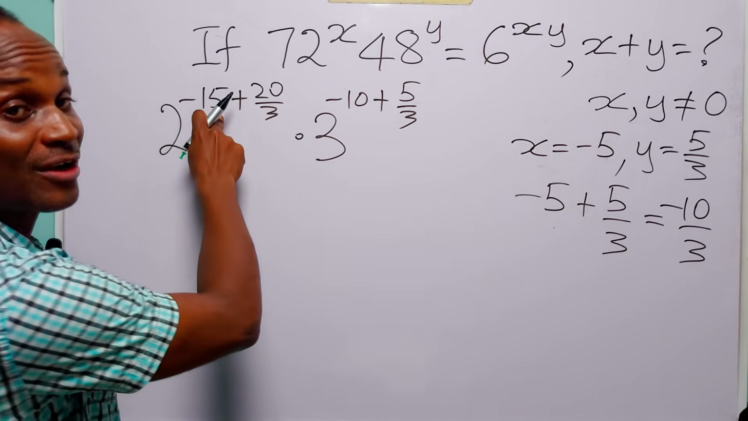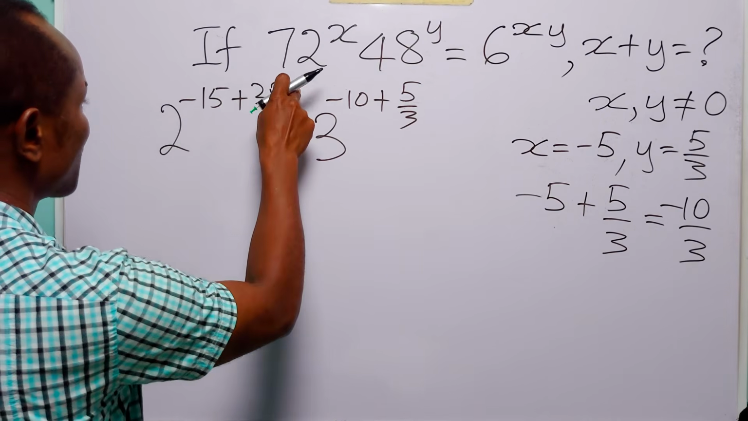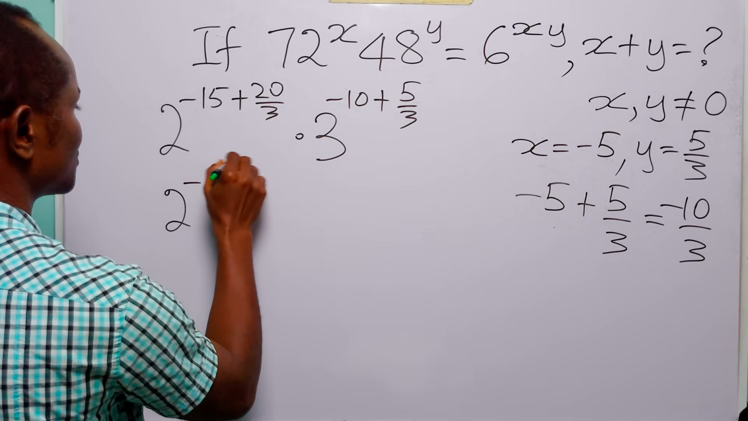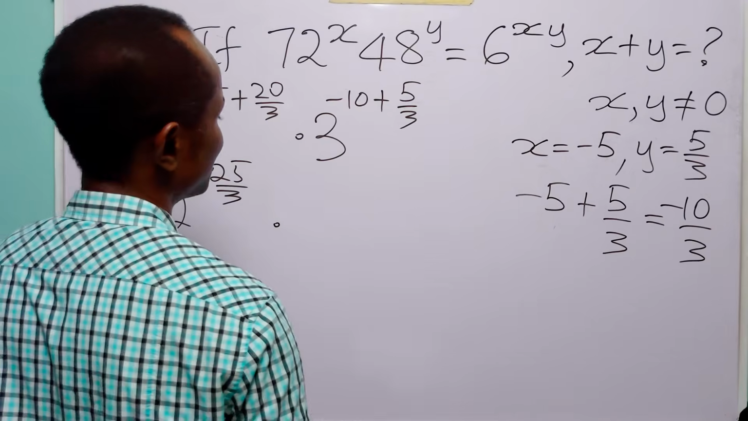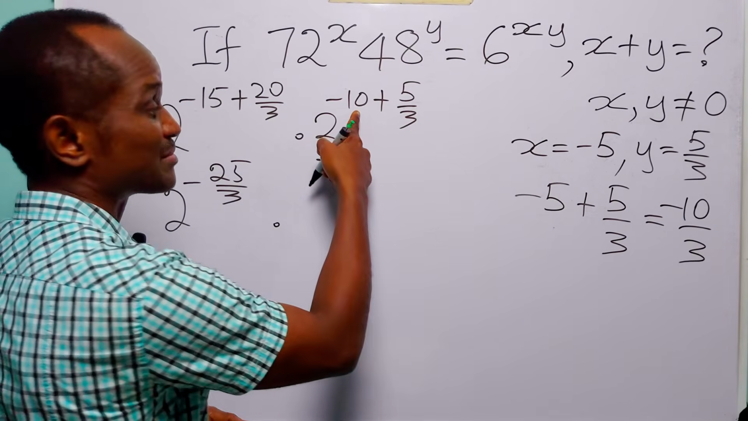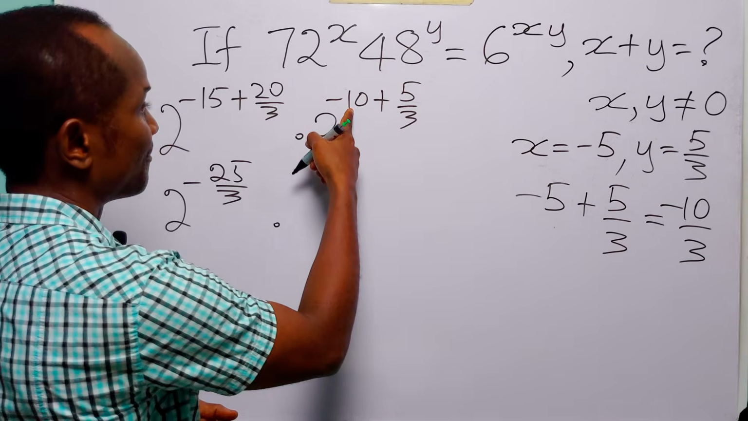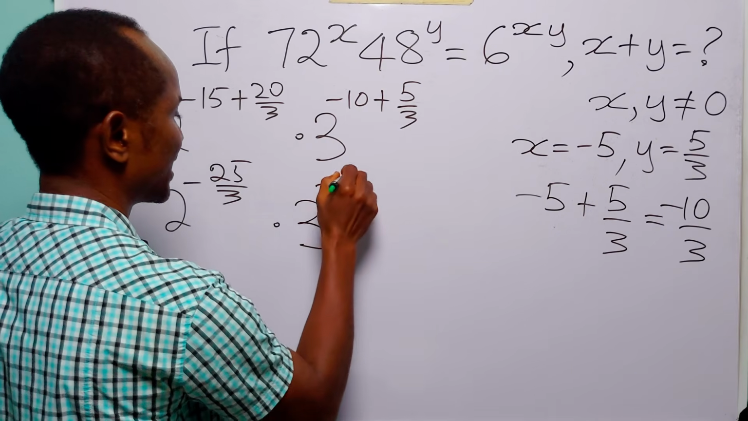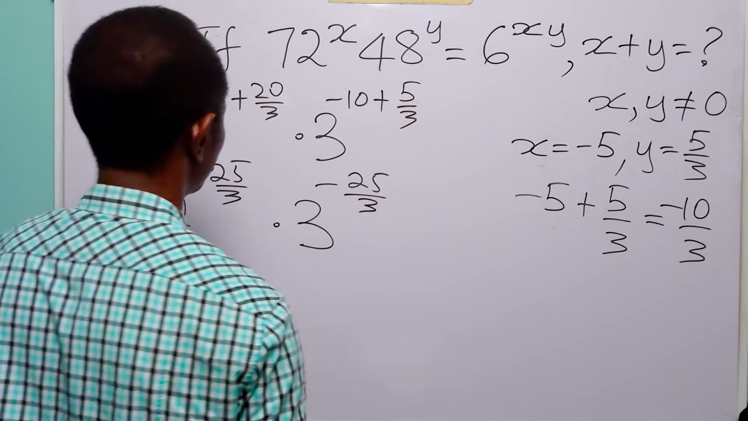3 times minus 15 is minus 45. Minus 45 plus 20 is minus 25. And of course, you have over 3. Multiplied by 3 times minus 10 is minus 30. Minus 30 plus 5 is minus 25. And of course, you have over 3.